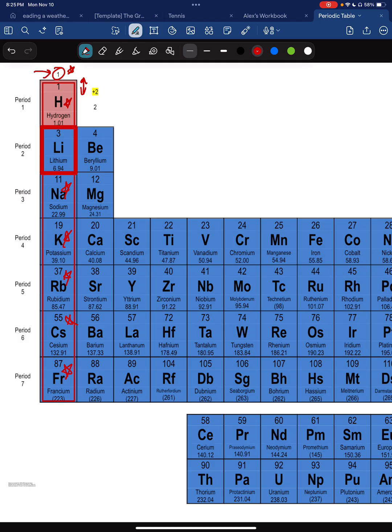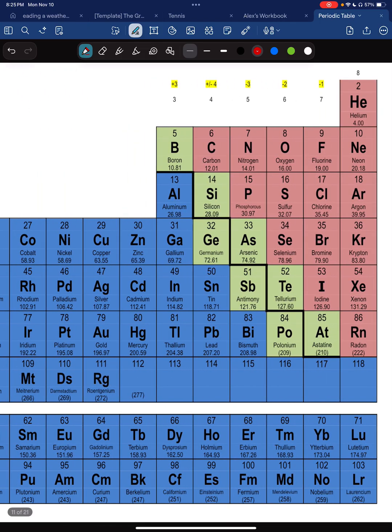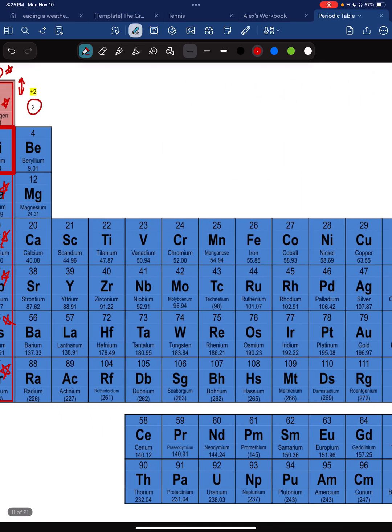Okay. So what else that means is that if we have a 2 here, if we scroll over, we have a 3, 4, 5, 6, 7, and 8. Okay. So all the ones that I just circled, these are known as your group numbers.